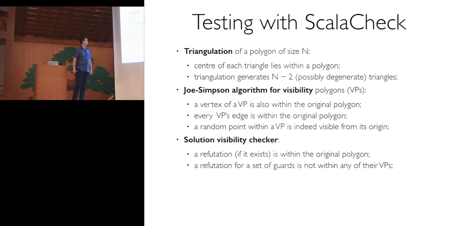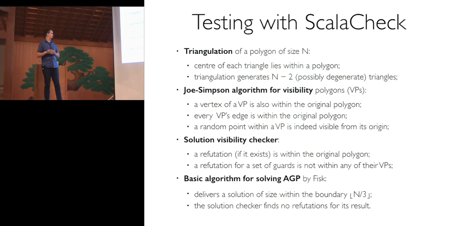Finally, the main visibility checker, which picks all these pieces and puts them together, had even more bugs. And finally, just to make sure that this is all coherent, we have hacked ourselves several textbook solutions for the art gallery problems, such as the standard one by Fisk from the 70s, and made sure that these are indeed delivering the correct solution according to our checker.